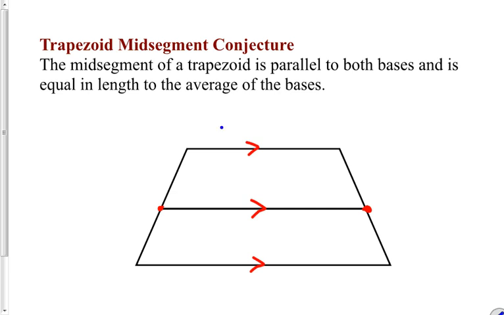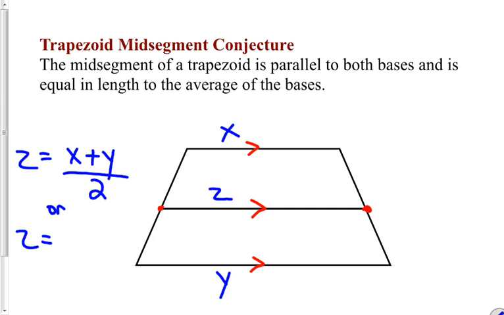So just hypothetically, if I called this base length x, and I called this base length y, and I called the length of the midsegment z, then we know that z would be equal to (x + y) divided by 2. Or, of course, we could say z is equal to 1/2 times the sum of x plus y. We're just taking the average of the lengths of those bases.